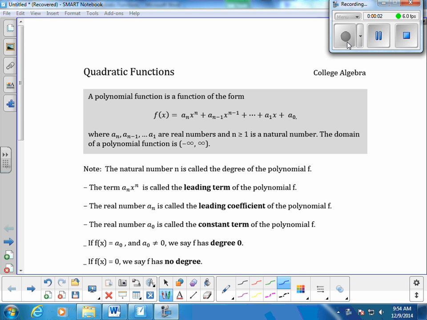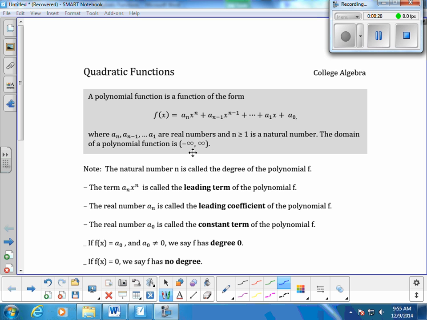Alright, today we're going to talk about quadratic functions. A polynomial function is a function in this form, and I know this looks crazy and gibberish, but we're going to break it down so that you can understand what this means. It says where these are just real numbers, and n is greater than or equal to 1, and it's a natural number, and the domain of all polynomial functions is negative infinity to positive infinity.